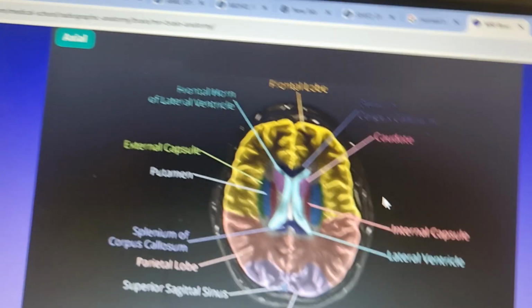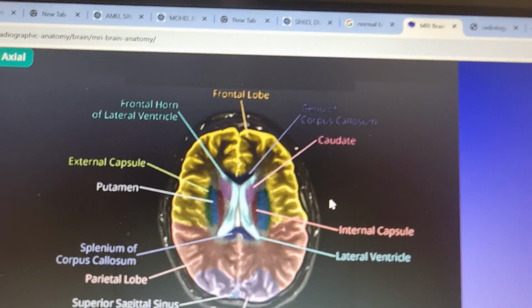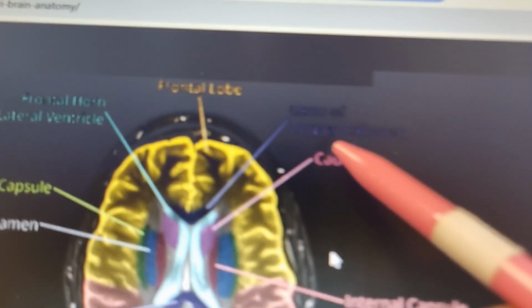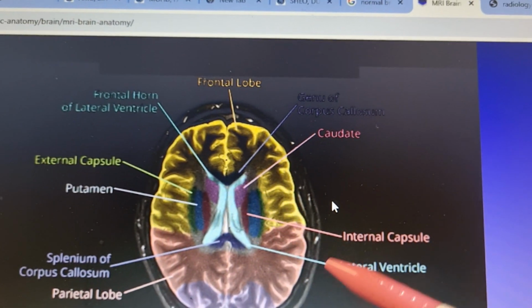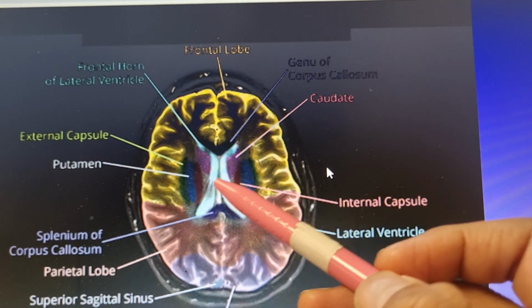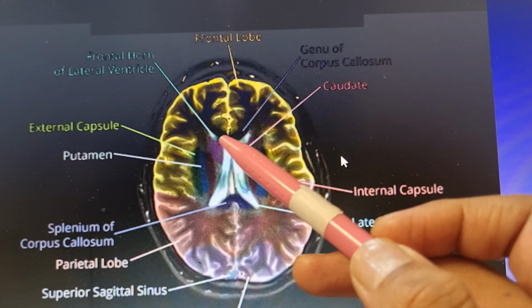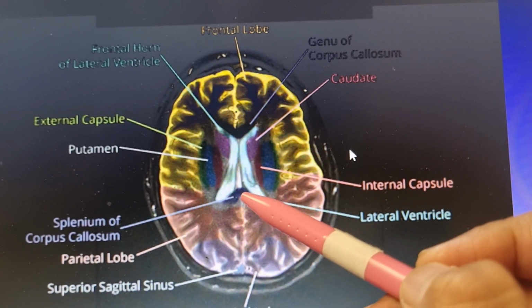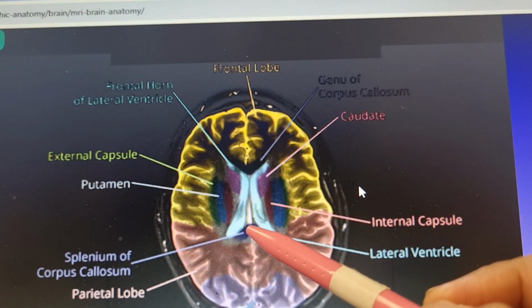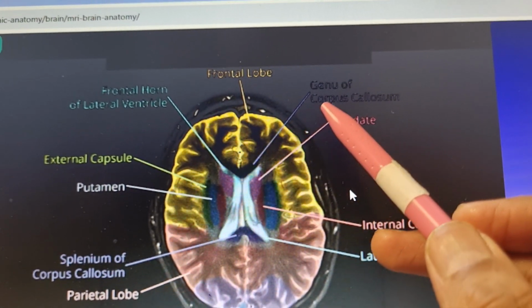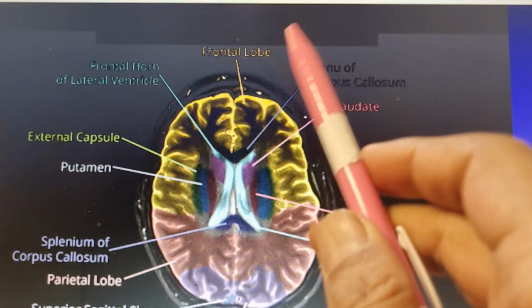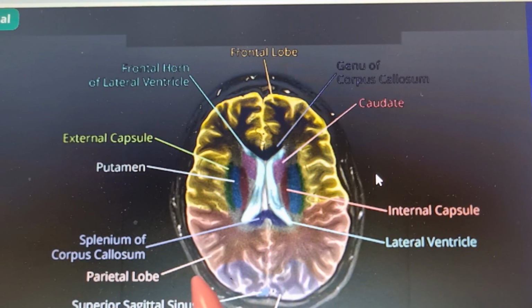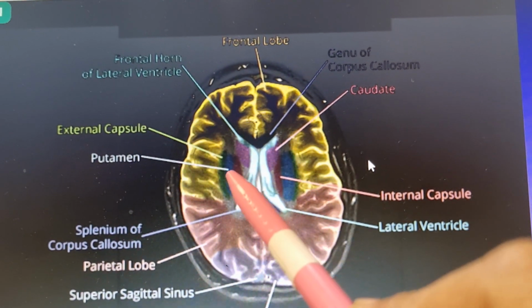Now we see this. This is the frontal lobe, this is the caudate nucleus, this is the corpus callosum, and this is the internal capsule. These are the lateral ventricles, the anterior horn and the posterior horn of the lateral ventricles. This is the splenium of the corpus callosum. This is the genu of the corpus callosum, the anterior part, and behind is the splenium. Then the parietal lobe, and these are the lateral ventricles.